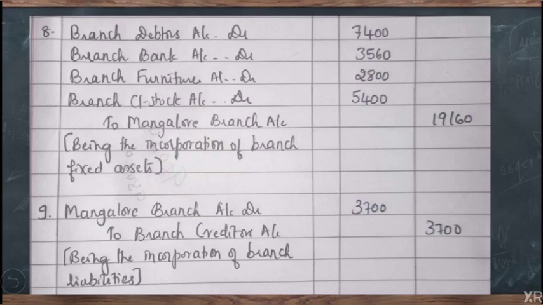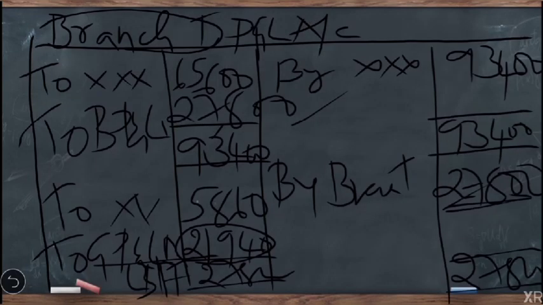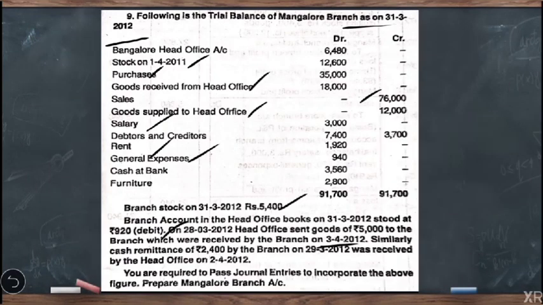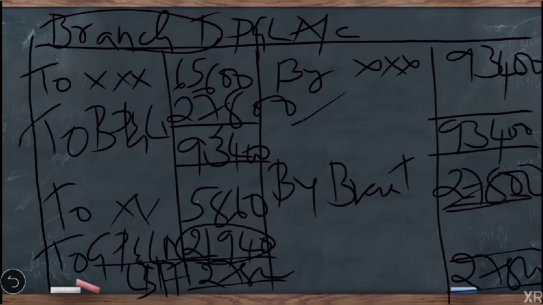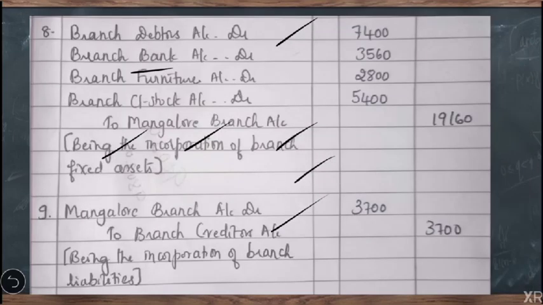Then the last incorporation entry is for incorporating the liabilities of the branch. Here we find that there is only one liability, that is creditors. Now what is the entry for incorporating that? The entry is branch account debit to various liabilities account. So here the entry will be Mangalore branch account debit to branch creditors account amounting to 3,700. So here we complete all the incorporation entries in the books of head office.